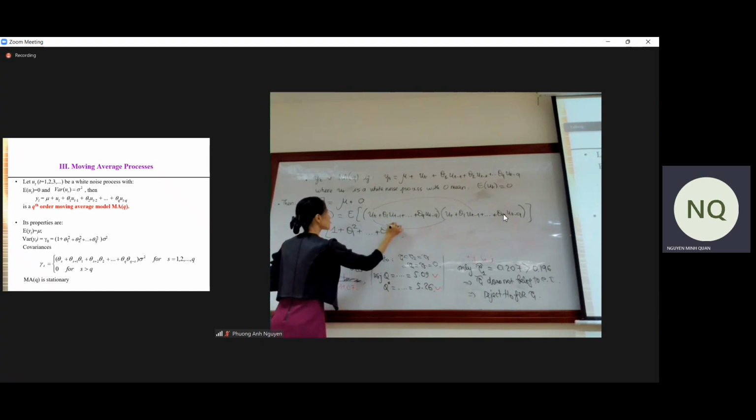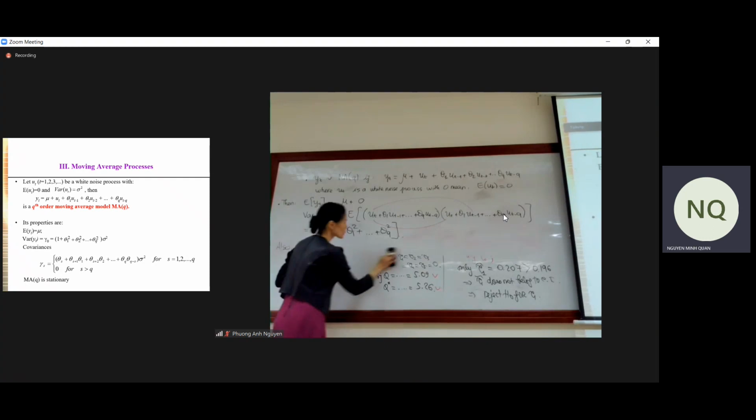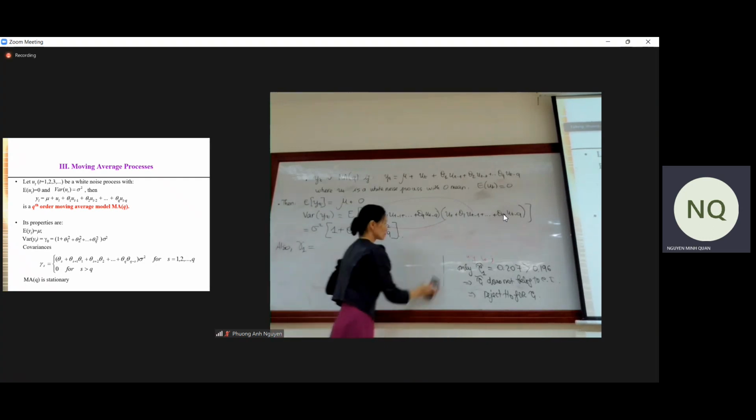Theta Q squared. Okay, that's it. Next, also covariance. And let's check gamma 1. If you know how to work with gamma 1, you can also work with the next gamma.